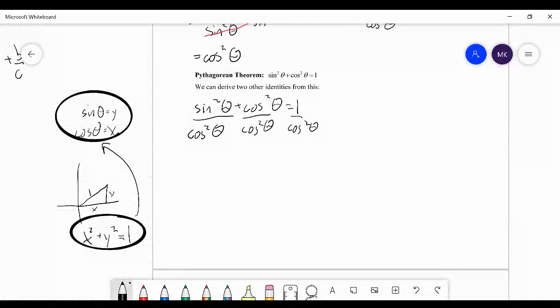And so when I do this, our sine squared divided by cosine squared becomes tangent. So we get tangent squared theta plus, and cosine squared divided by cosine squared is 1. And 1 over cosine squared is secant squared theta. So we get this other identity here.